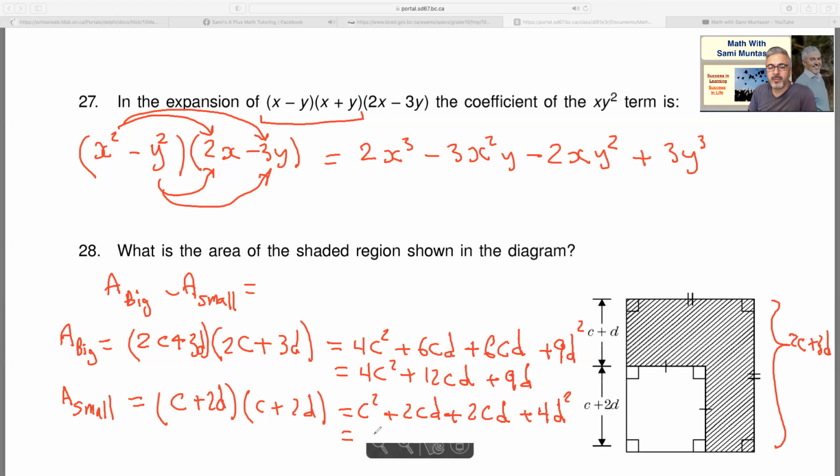Collect like terms. c squared plus 4cd plus 4d squared.